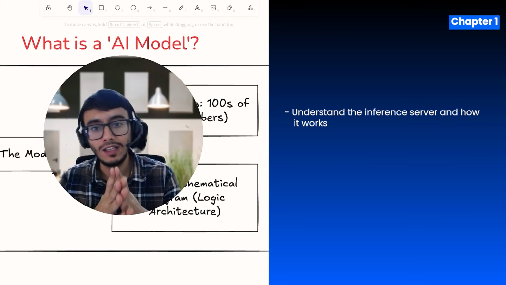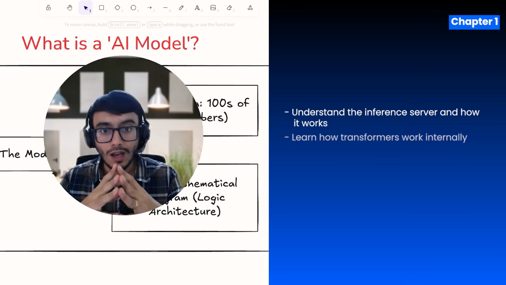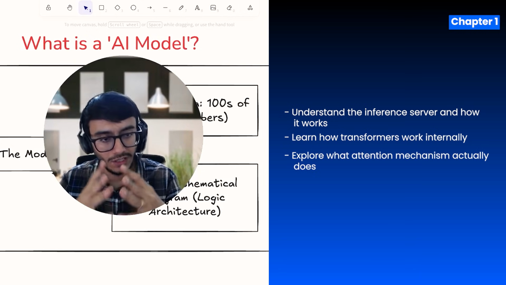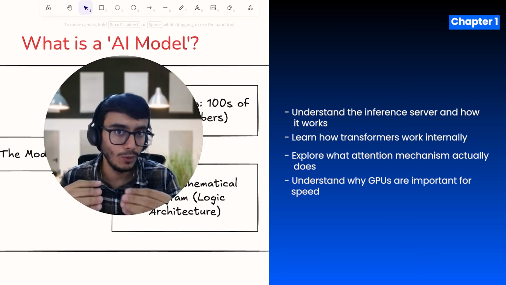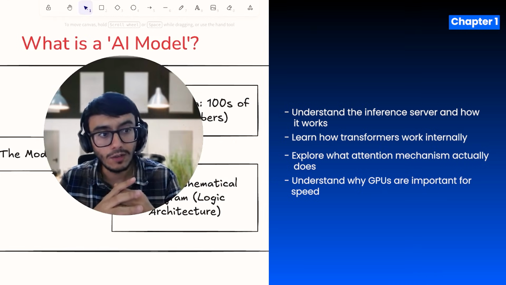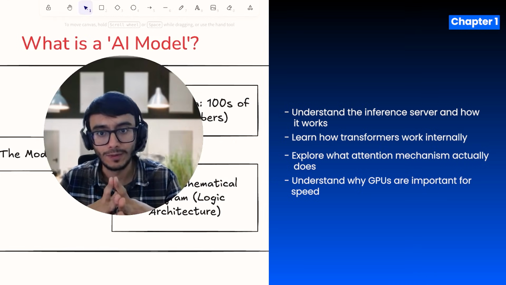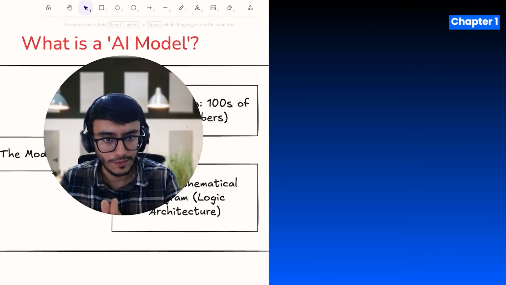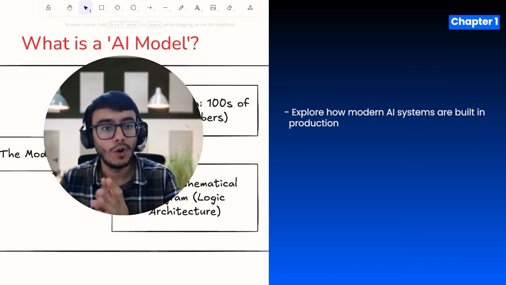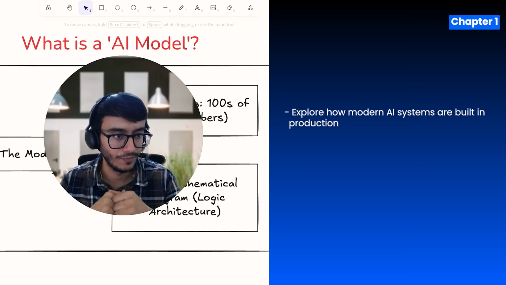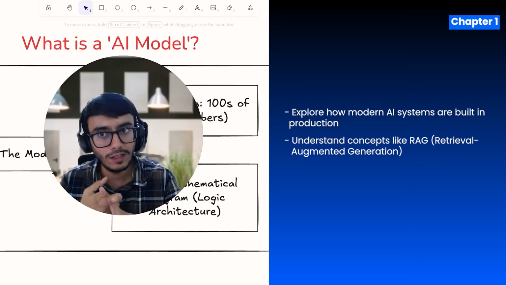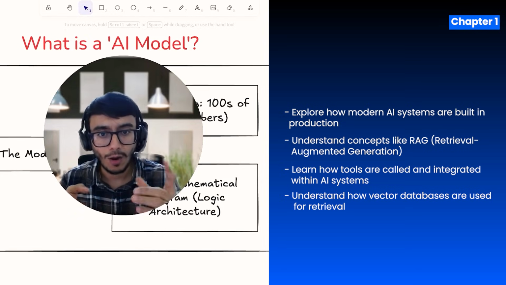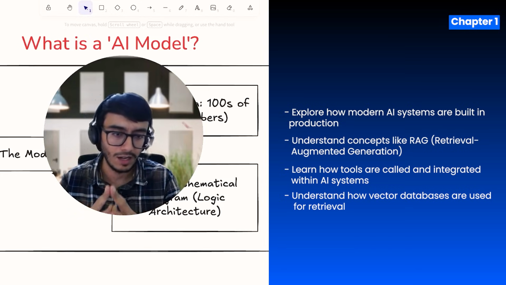We'll understand the inference server and how these transformers work internally, what attention really does, and why GPUs and CUDA are critical for making this system fast and scalable. And as we go deeper, we won't stop at just the theory. We'll explore how modern AI systems are built in production, including concepts like RAG, tool calling, vector databases, and how latency and batching are handled at scale.